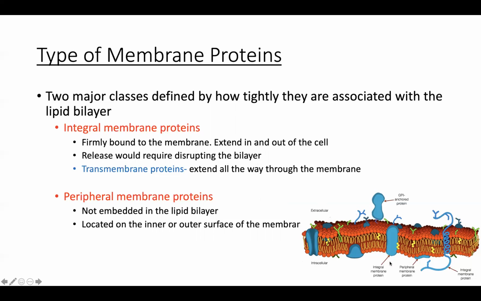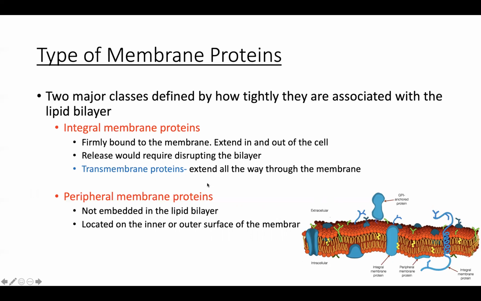So if we look at our illustration here, we have a phospholipid bilayer, right? We've got our hydrophilic heads, hydrophobic tails buried on the inside. This is our external environment. This is our internal environment. Here we have an integral protein, right? This protein, as you can see, is firmly embedded in this membrane. It extends both into and outside of the cell. And it's there in such a way that if you try to remove this integral protein, you would basically disrupt the integrity of that plasma membrane.